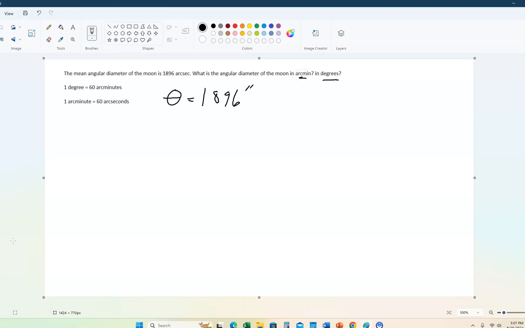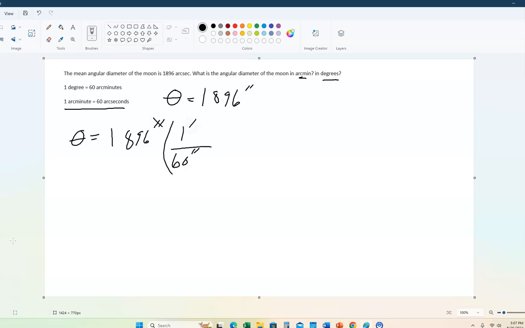So really there are 2 problems here. Theta is equal to how many arc minutes? All right, so I'm going to write down the number of arc seconds. So it's 1,896 arc seconds. And so what I do is I say, all right, well, I'm going to use this conversion right here. I know that there are 60 arc seconds. You could either write the 2 hash marks or you could write arc sec. That's fine. In 1 arc minute.